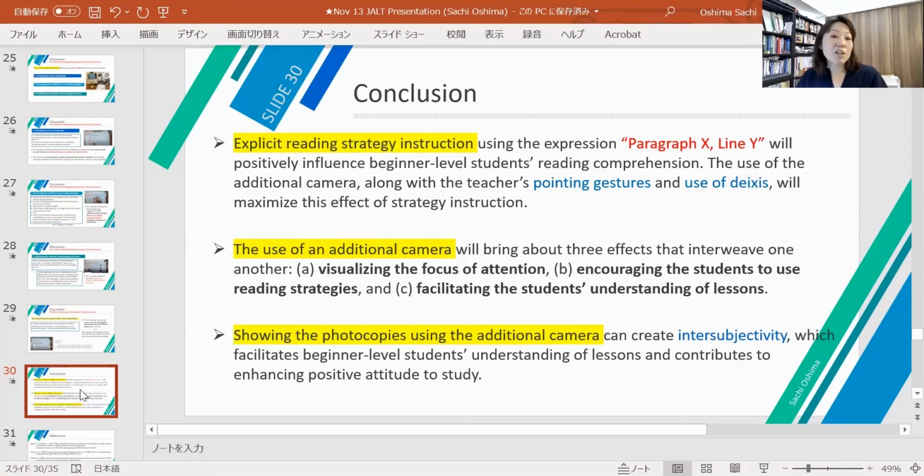And additionally, showing the photocopies using the additional camera can create intersubjectivity, which facilitates the beginner level student's understanding of lessons and contributes to enhancing a positive attitude to study. So that's all for my presentation. If you have any questions, please let me know. Thank you very much.